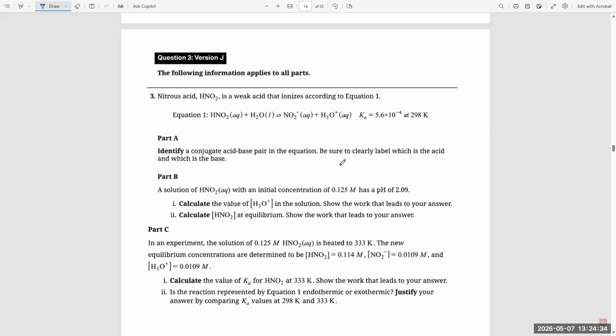Part A, identify the conjugate acid base pair in the equation. Be sure to clearly label which is the acid and which is the base. All right, easy enough, right? We know this is a Bronsted acid, and what happens after it does its thing? This would be our conjugate base. So that's one pair. The other pair would be, since nitrous is an acid, this would be our base. So therefore, our conjugate acid would be this one. This would be the other pair, right? So that's what you would write down.